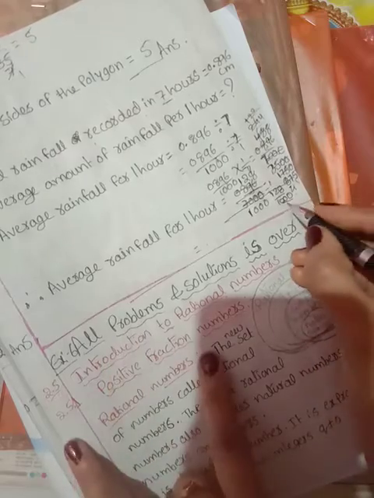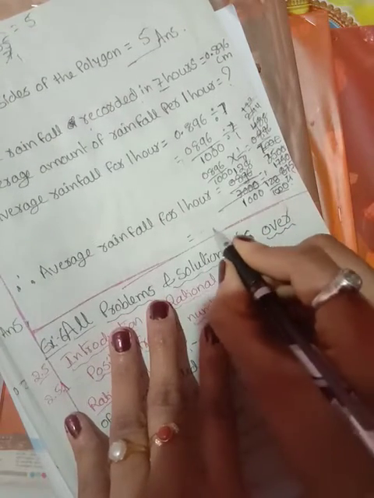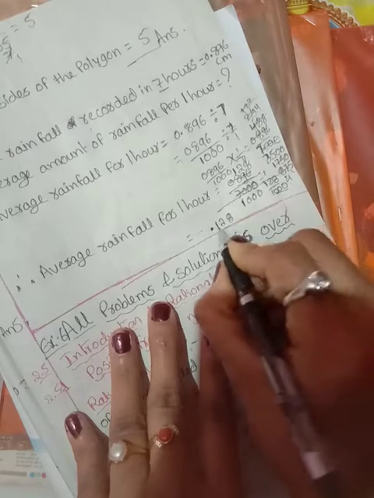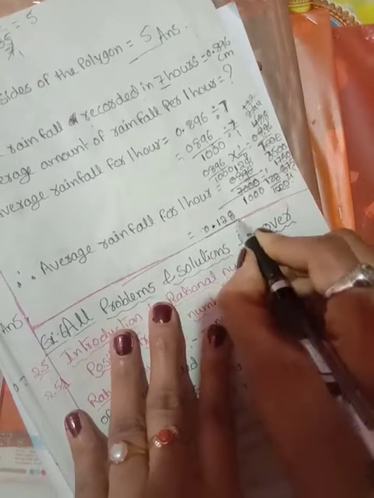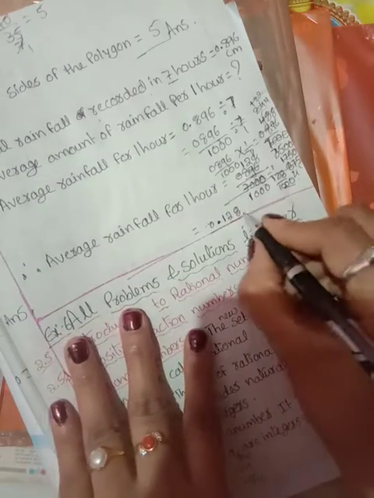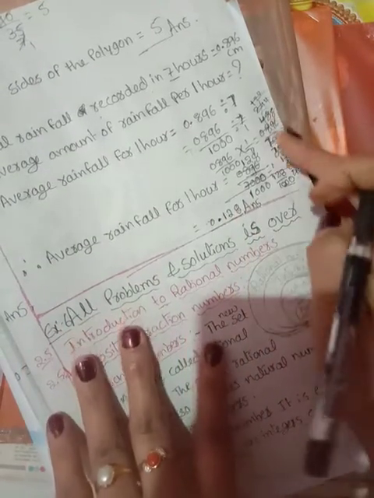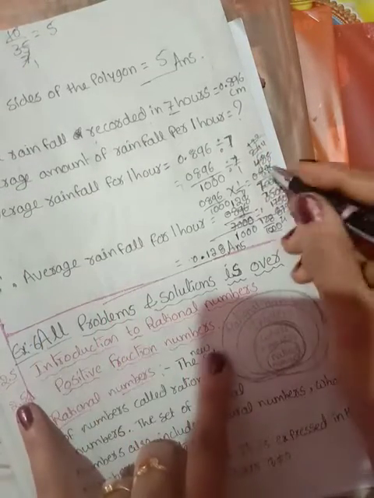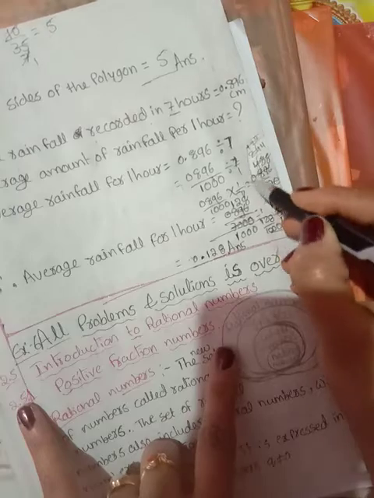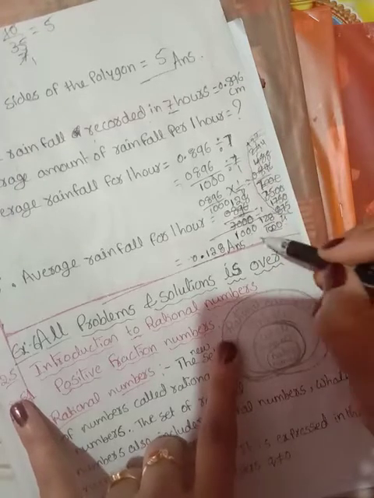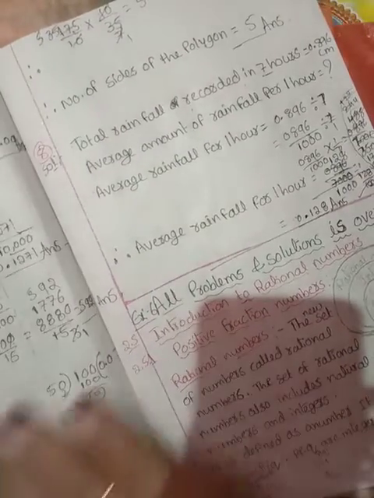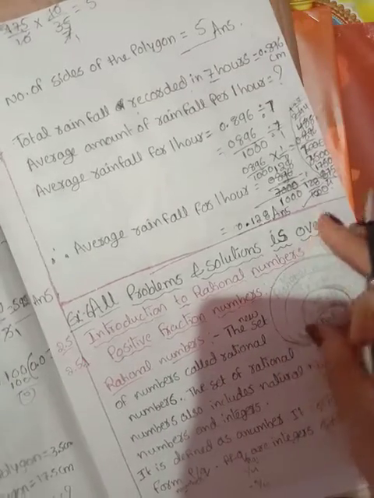Since 1000 has 3 zeros, I put the decimal point here, counting from right to left: 1, 2, 3. This is the answer, the average rainfall for 1 hour. The simplification is very lengthy and there is no space, so directly the 7 table fits better. This is the answer, and all the problems and solutions are over.